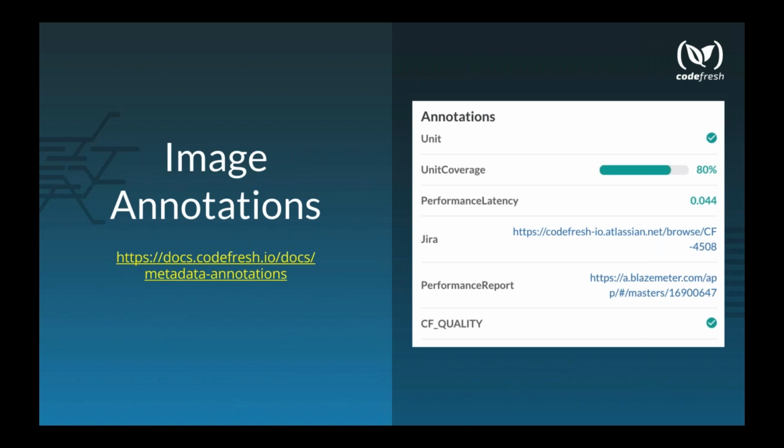This gives you the ability to not only report on unit test coverage, but you can also integrate other tools. Here you can see an example where we've got a Jira ticket attached to an image report, and then we also have a performance report.